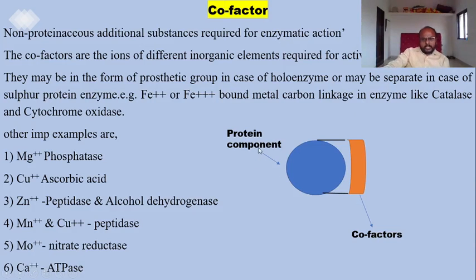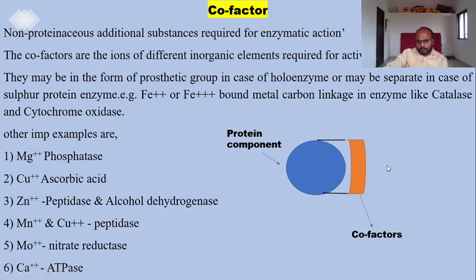Next one, that is the holoenzyme. In a holoenzyme, if this additional non-protein component is an ion or metal, then it is called a cofactor. That means the non-proteinaceous additional substance required for enzyme action, and these cofactors are ions of different inorganic elements. So here they are inorganic elements and they are required for activation of the enzyme.